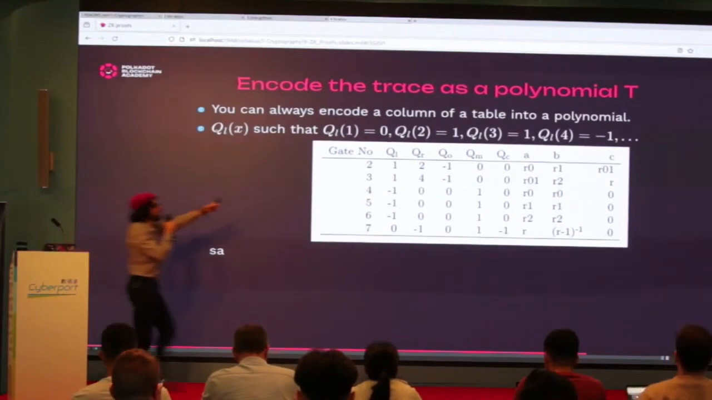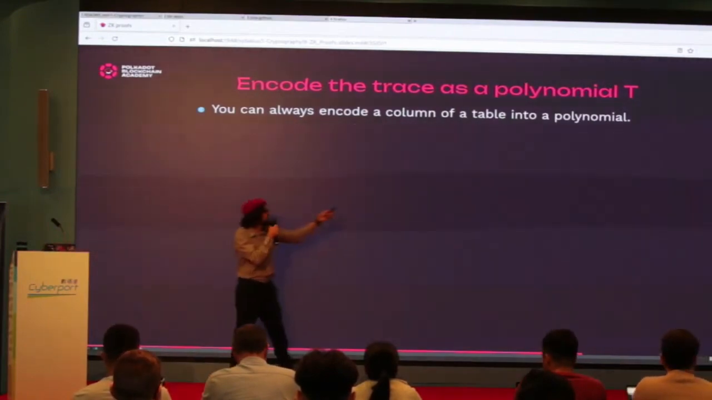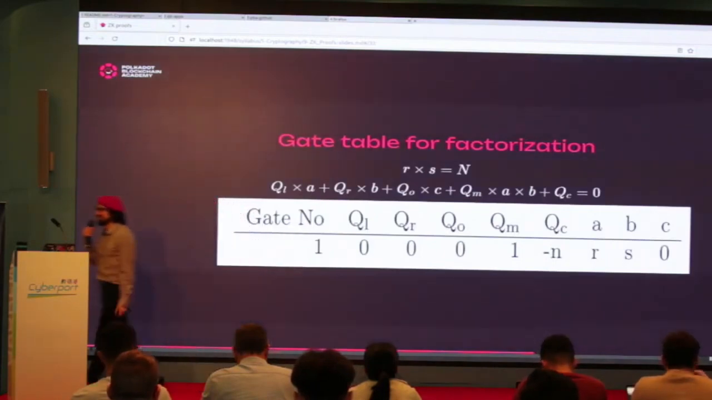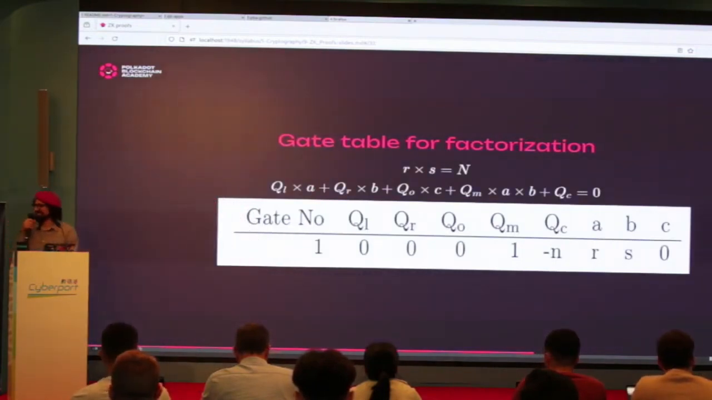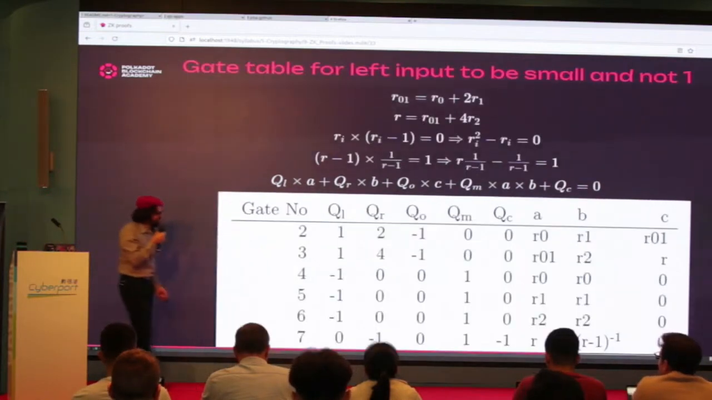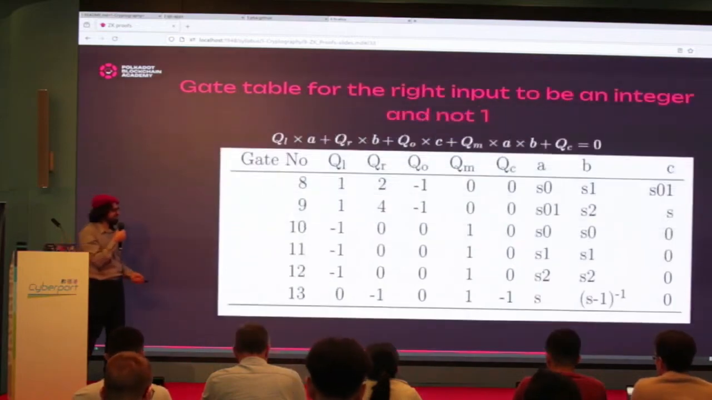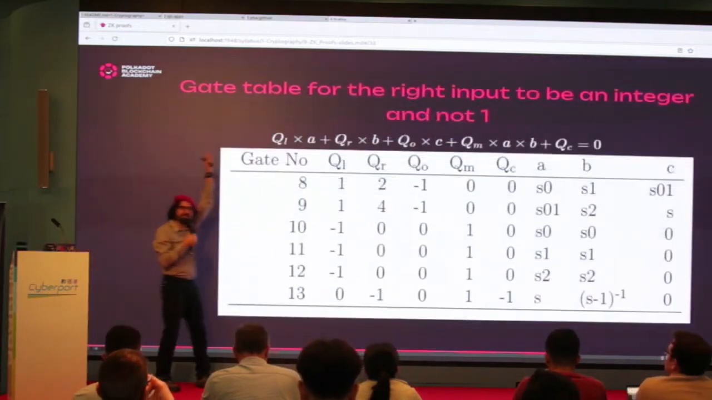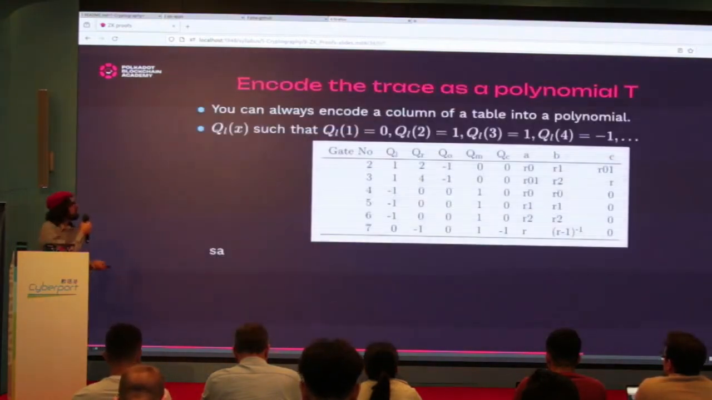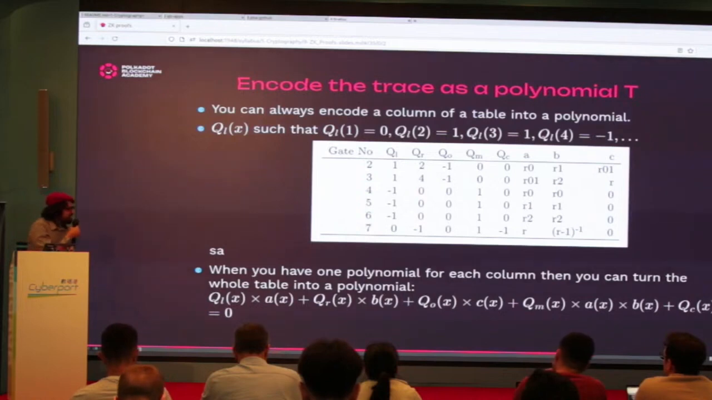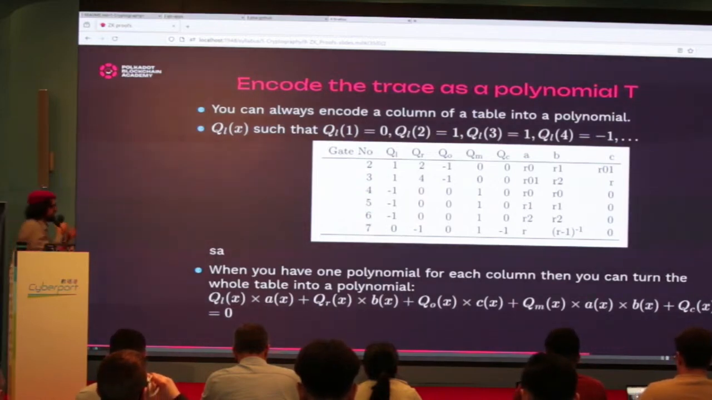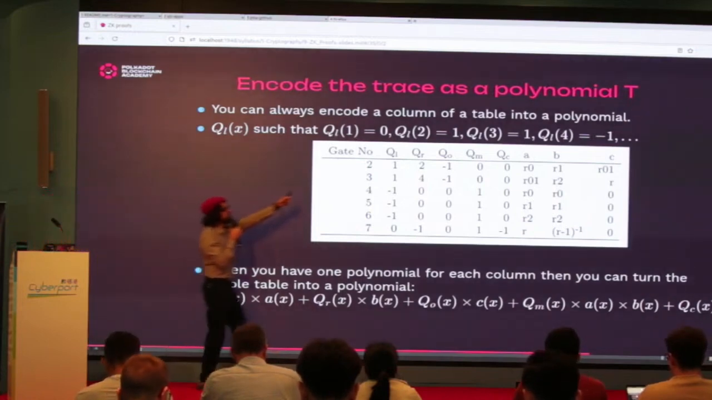The question is why I start at gate number 1. We did start at gate number 1. It's just that the table that has gate 1 is not attached to this table, and I was lazy to make a new table, sorry. So index 1 is here, and then 2, 3, 4, 7 is here, and then 8, 9, 12. But you should imagine that this is a big table, from 1 to 13. Then I get one polynomial for each vector that at each number gives me the value of that vector.